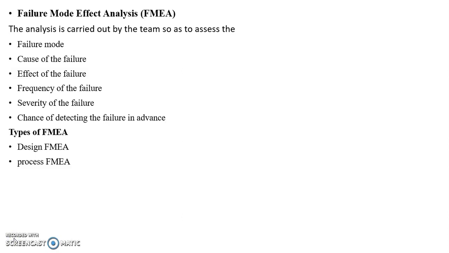Next, the frequency of failure. Frequency means how regularly these processes are failing. Next, severity. By this failure, what severe things happen to the process or design? That is severity of failure. Next, chances of detecting the failure in advance. How much chance is there of detecting before the error occurs? That is called chance of detecting the failure in advance.